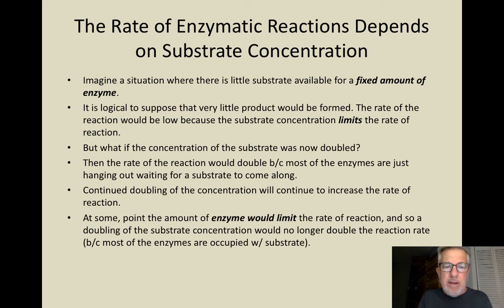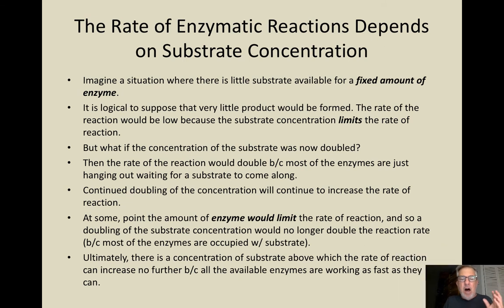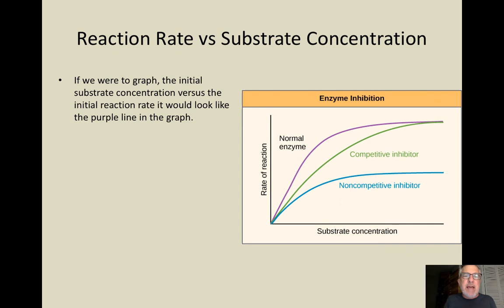But at some point, the amount of enzyme would begin to limit the rate of reaction. In other words, there would be more substrate available than there is enzyme. And so the doubling of the substrate concentration would no longer double the reaction rate. In other words, the reaction rate would start to level off. Ultimately, there is a concentration of substrate above which the rate of reaction can increase no further because all available enzymes are working as fast as they can. And we see that that's the case in this purple graph here.